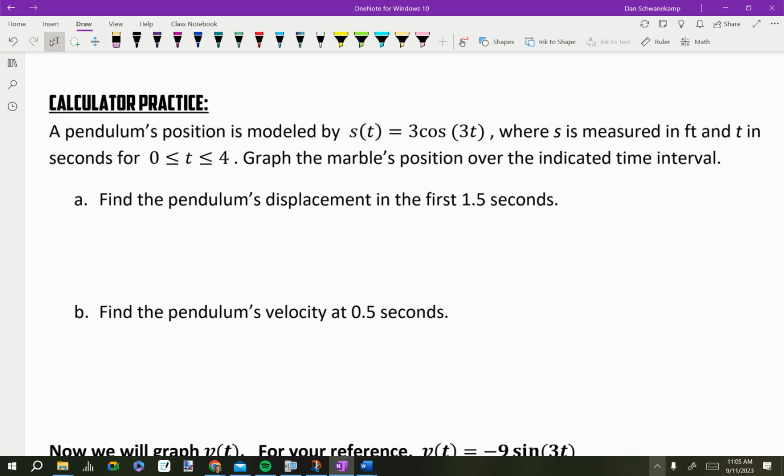So it says a pendulum's position is modeled by S of t is equal to this thing right here, where S is measured in feet and t is in seconds from 0 to 4. Graph the marble's position over the indicated time interval. So that means use our calculator to figure that out. Okay, so let's do that.